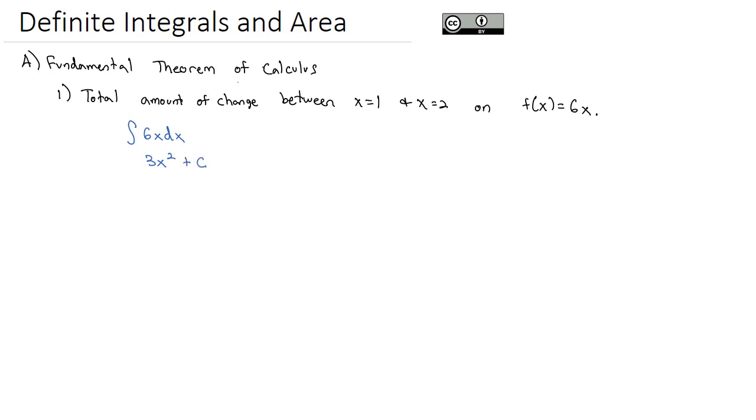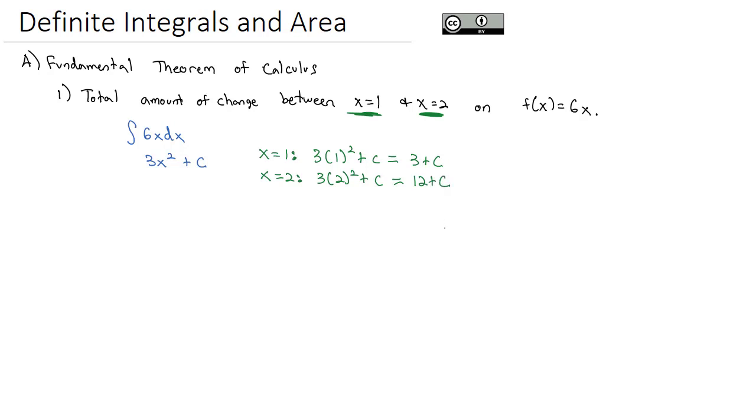Now, if I want that change to occur between when x equals 1 and x equals 2, we can look at when x equals 1. In this formula, it would be 3 times 1 squared plus c, which is just 3 plus c. If I want to know what's happening at x equals 2, that would be 3 times 2 squared plus c. And that's going to be 4 times 3, which is 12, plus c.